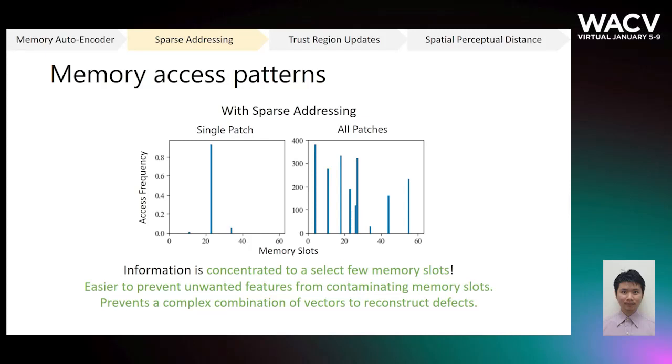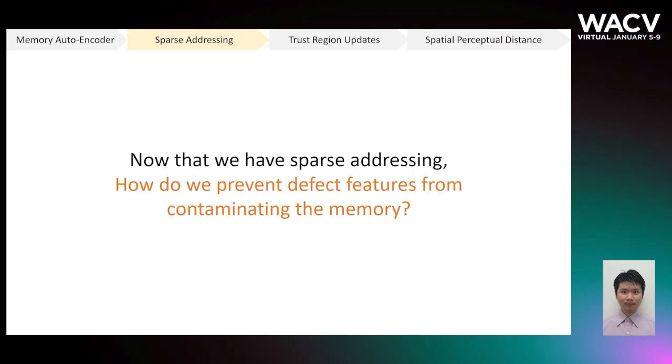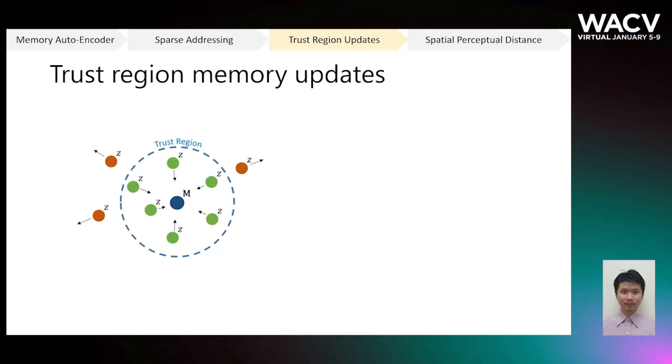It also prevents the model from using a complex combination of vectors to reconstruct defects. We implement this by choosing the top k closest memory slots for reconstruction, combined with the margin loss to prevent the network from storing redundant features. Now that we have sparse addressing, how do we prevent defect features from contaminating the memory? This is where our trust region memory updates come in.